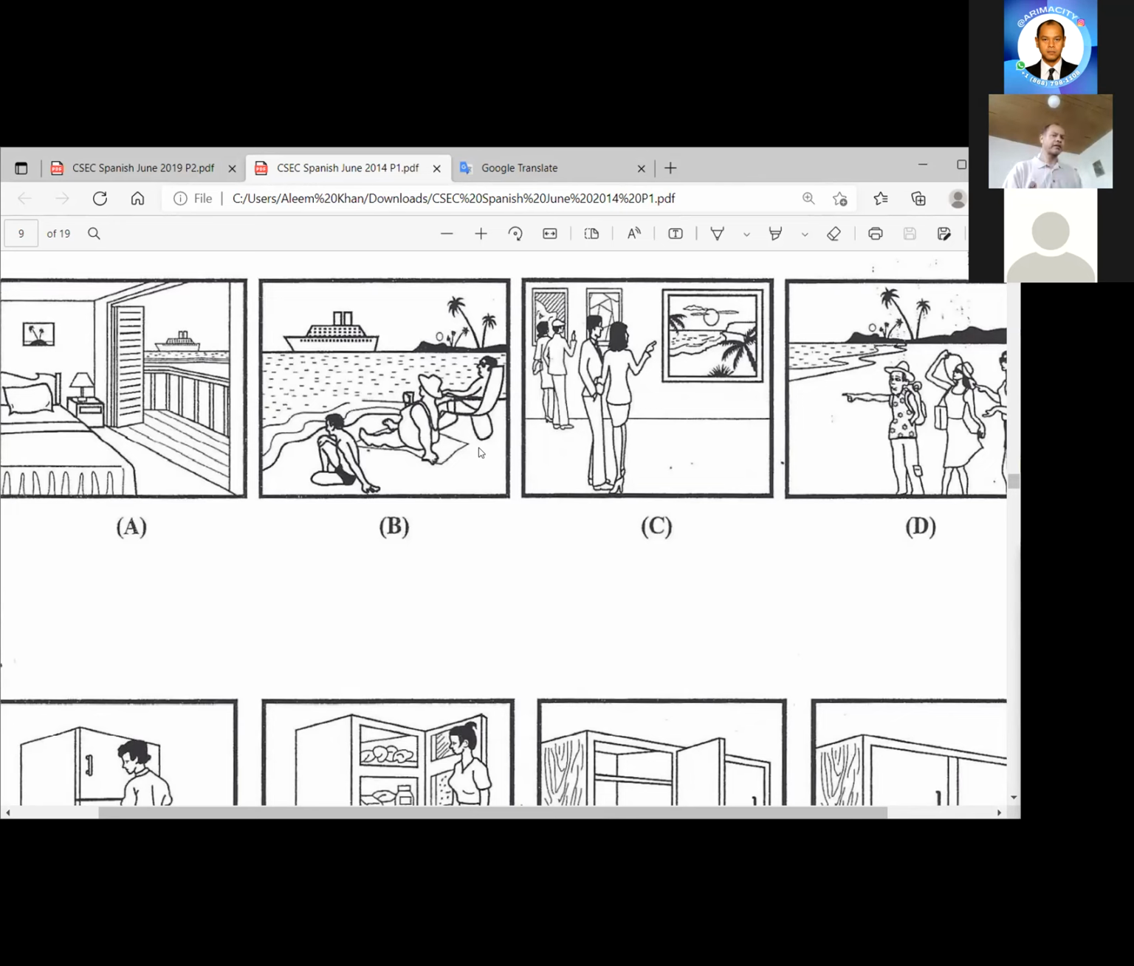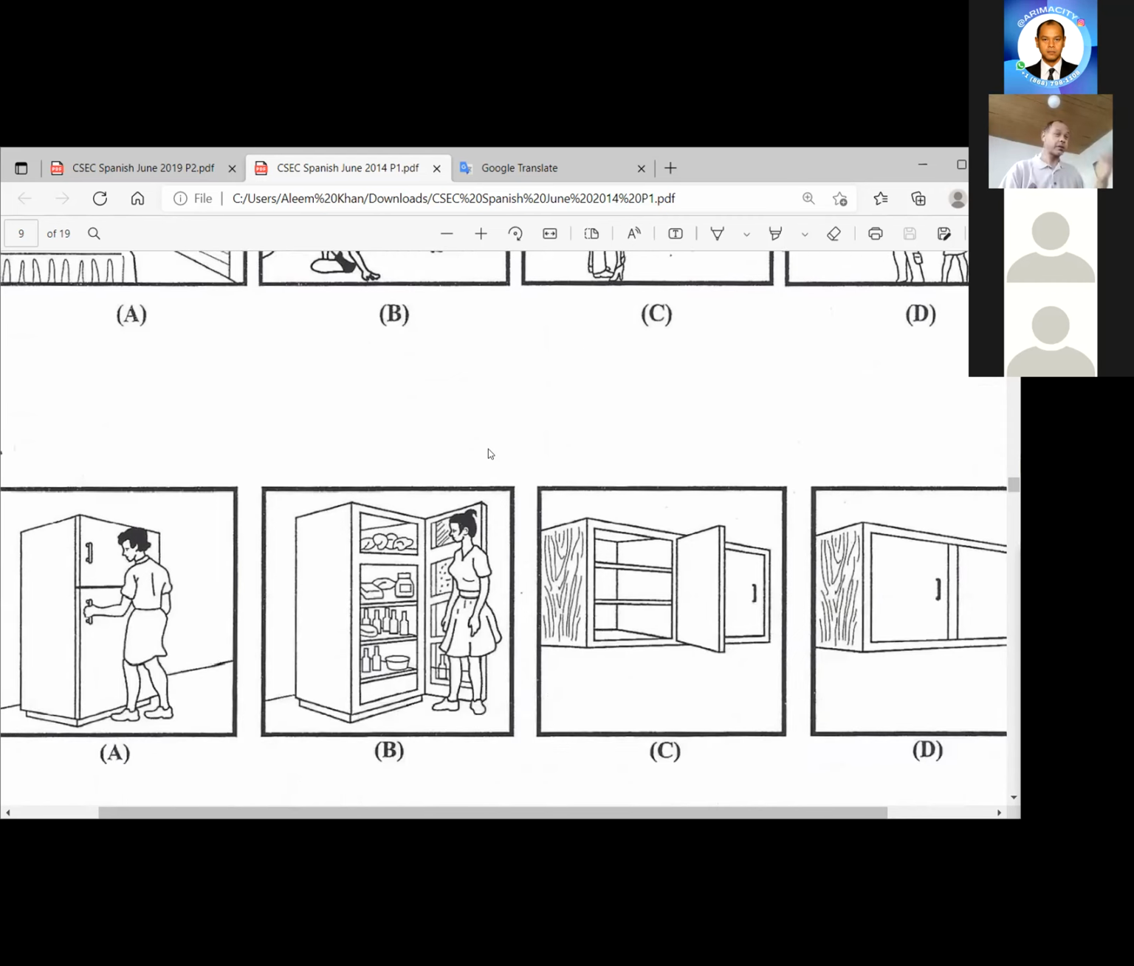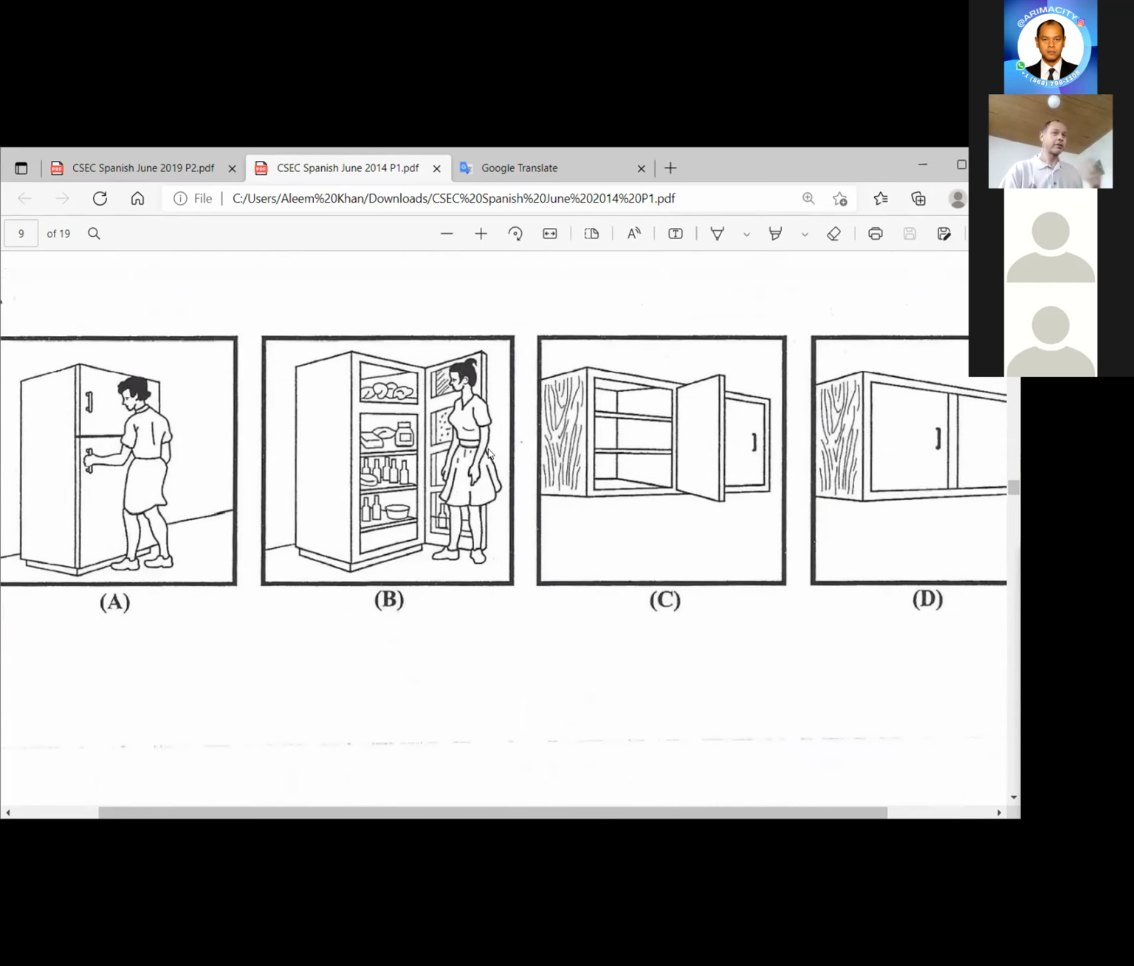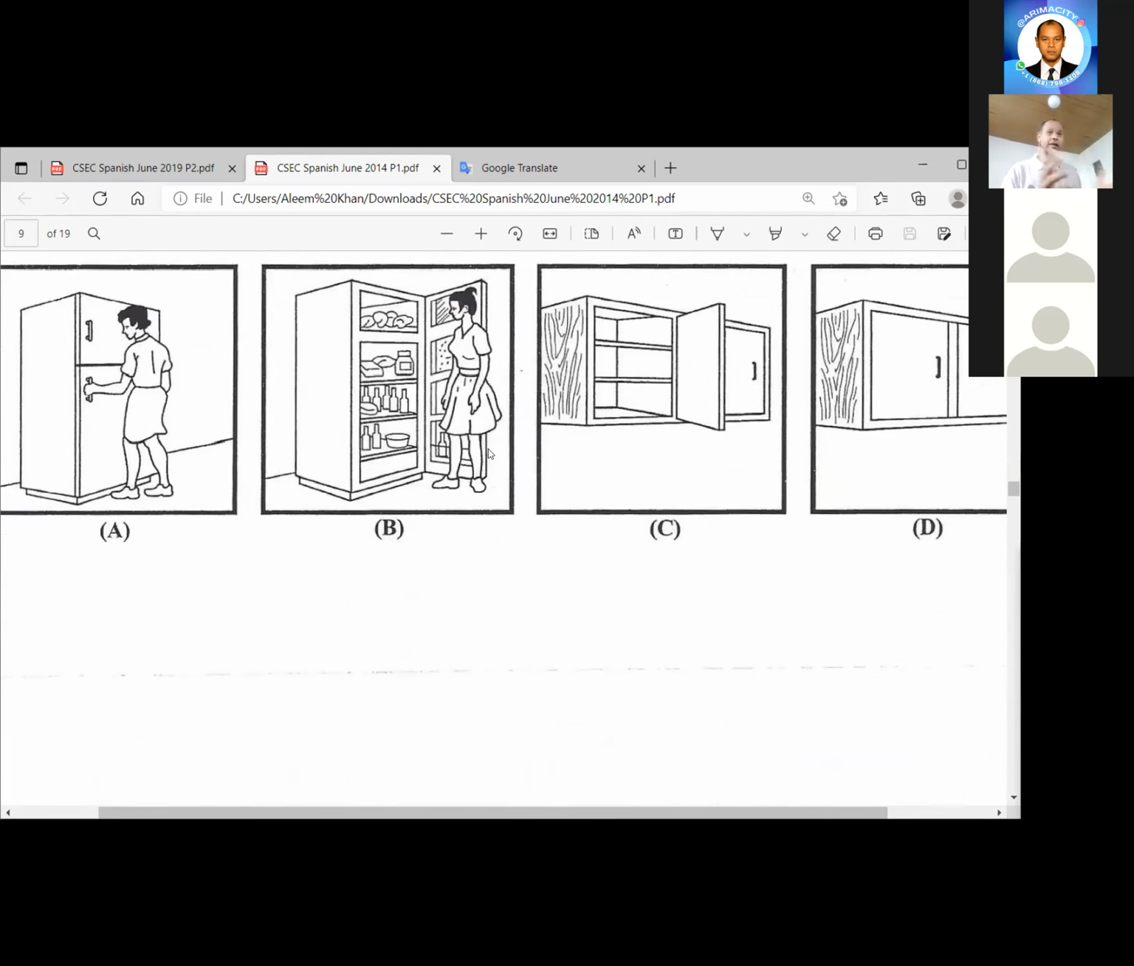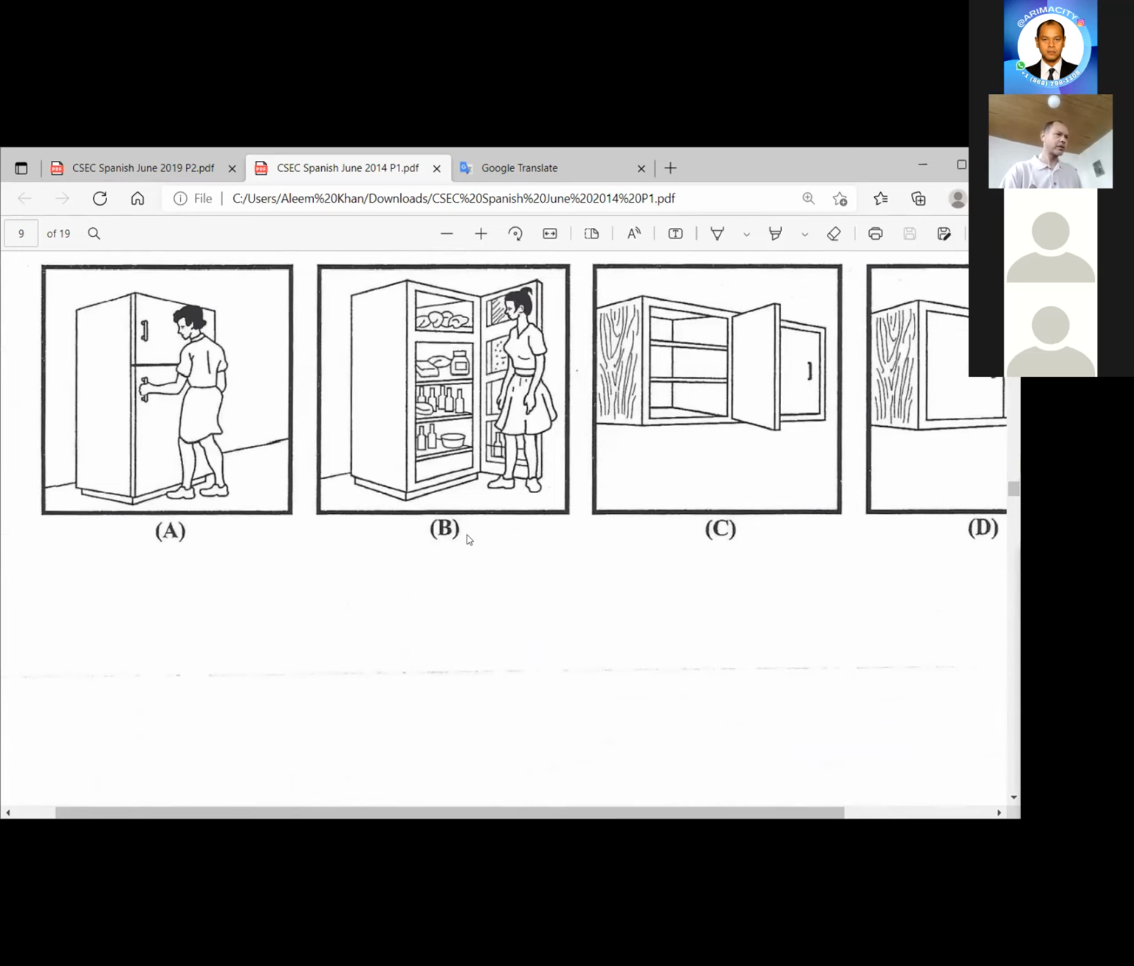La pareja está en la galería de arte. Sí, very good. Okay, is it easy? ¿Ves lo fácil? Yeah, easy. Es un examen real. Okay, the next one is number five.